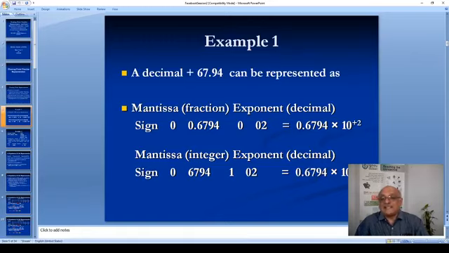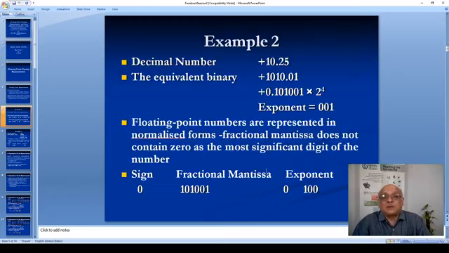The number should be 6794 into 10 to the power minus 2, not 0.6794. So 6794.0 into 10 to the power minus 2, and the exponent therefore has to be 1 followed by 0.2. Now that's a very, very complex representation if we talk about a computer system, isn't it? Because in a computer system, this is going to become a very, very difficult algorithm to solve.